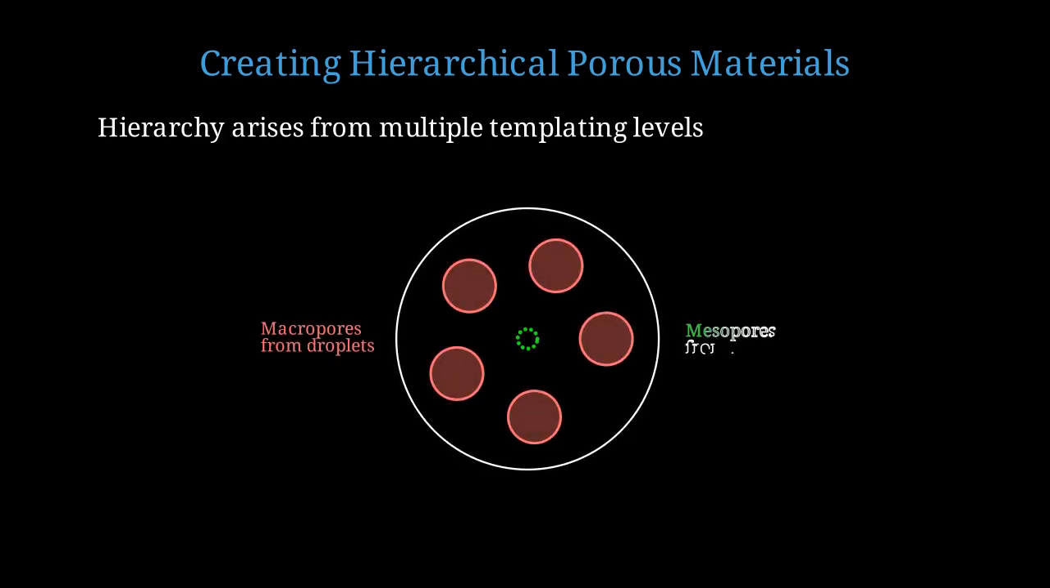This schematic illustrates hierarchical porosity. The large red circles represent macropores, templated by emulsion droplets. The small green dots within the solid matrix represent mesopores from nanoparticle packing or intrinsic polymer porosity.